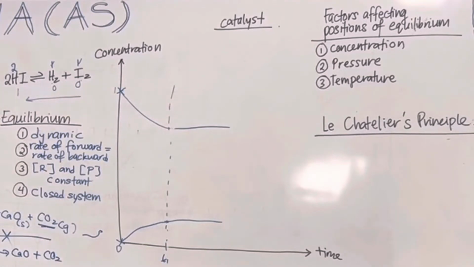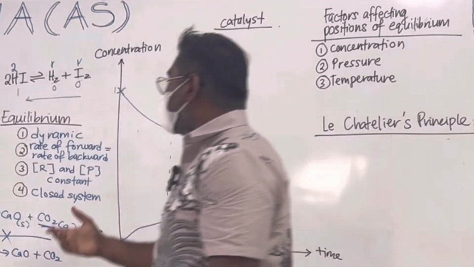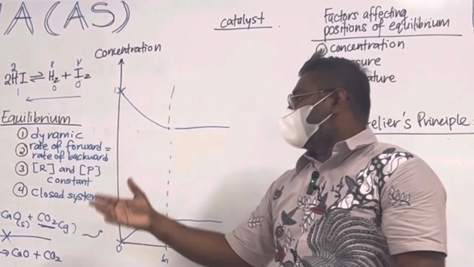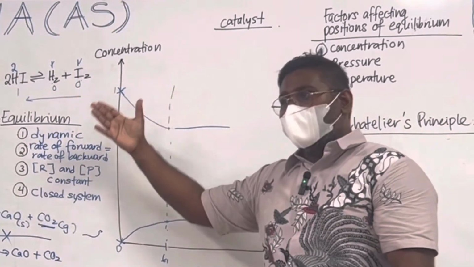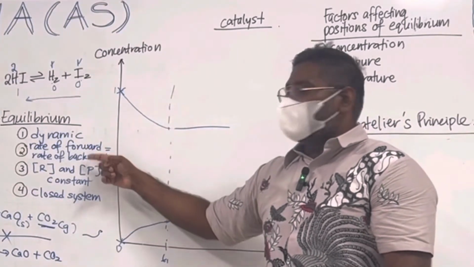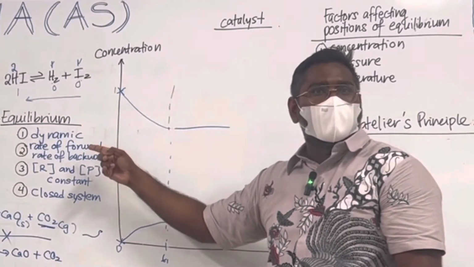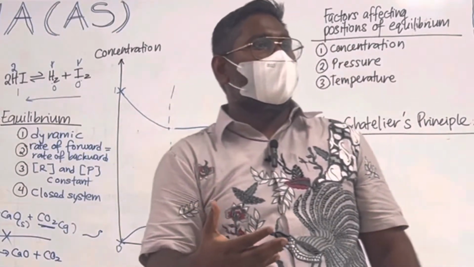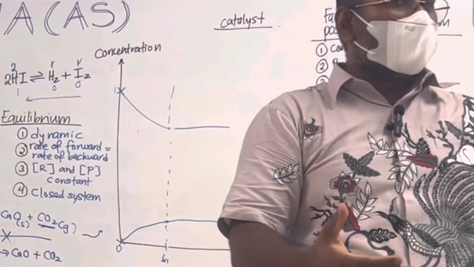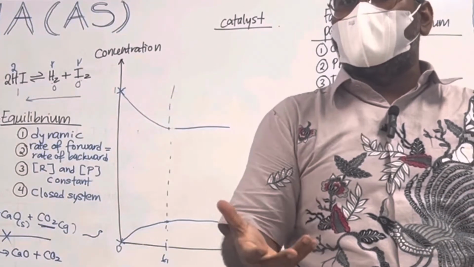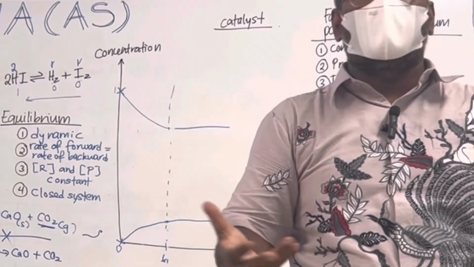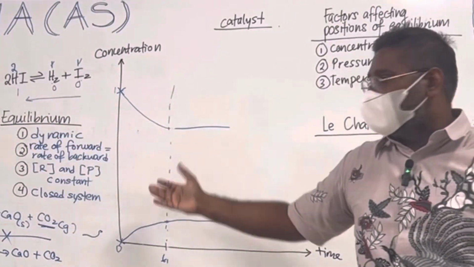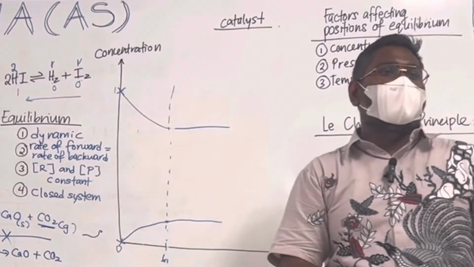Because of that, nothing will change to the rate of forward and rate of backward. Or you can say both rates are increased, but in the end, both are the same. Nothing will change to the concentration. You are just going to reach the product or whatever that you want to achieve at a faster rate. That's it. Nothing will change to the concentration of the product or reactant, and it's still a closed system.